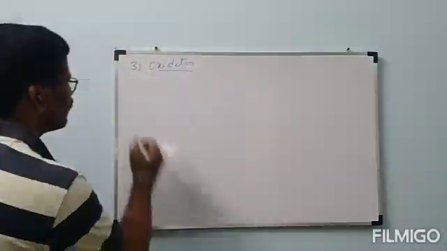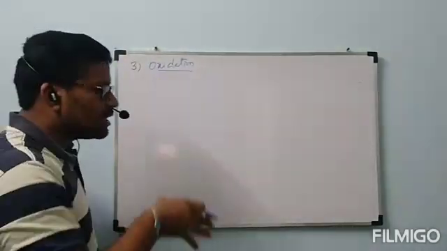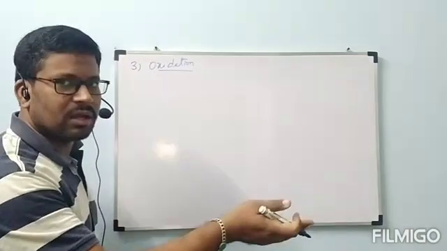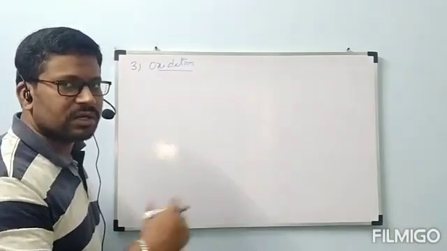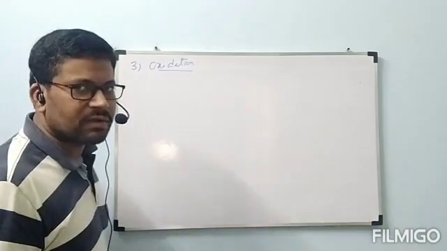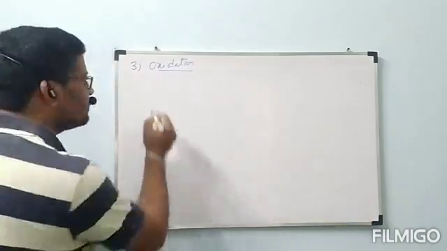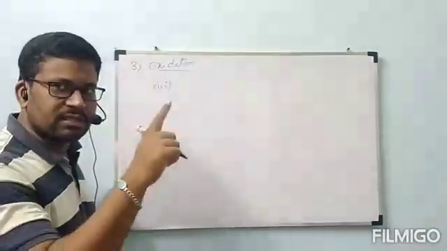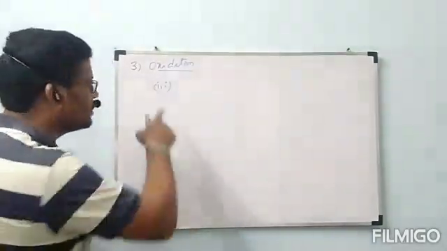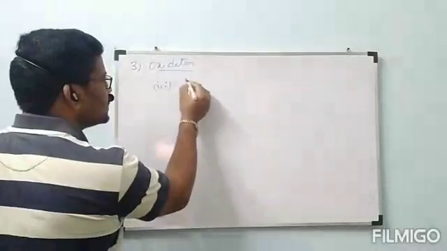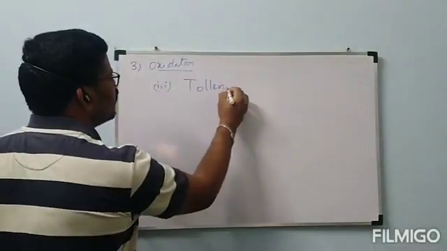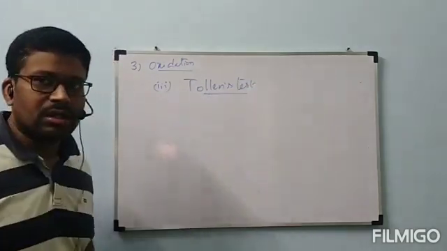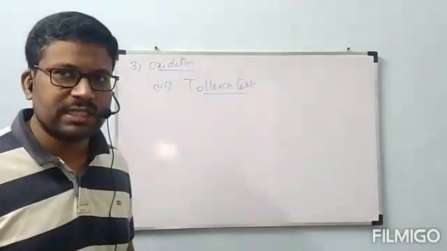First one, under this oxidation, first we have seen aldehydes will undergo oxidation to form carboxylic acids. Ketones will undergo oxidation, we will get a mixture of carboxylic acids. Next, continuation, third point. First aldehydes, second ketones, third this one, Tollens test. Tollens test will be shown by Tollens reagent.